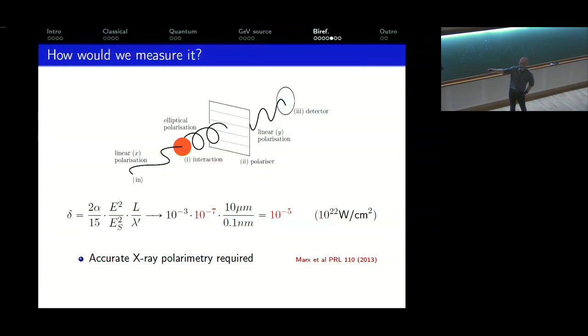To generate this E over E_S, I'm assuming a laser of 10^22 watts per meter squared at least. So an ellipticity in an X-ray beam of 10^-5. This is at the edge of what we could possibly measure with current technology. Huge leaps are being made in this area, specifically by the guys in Jena. So to measure vacuum birefringence, you would need very, very accurate X-ray polarimetry.